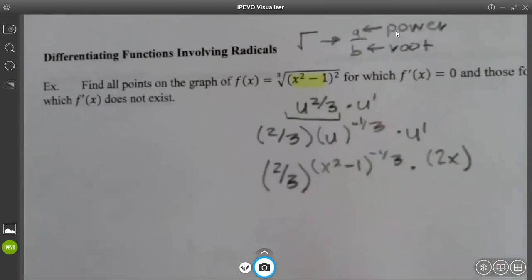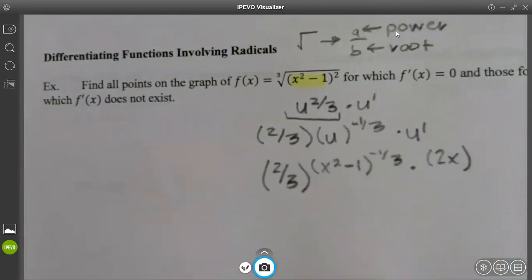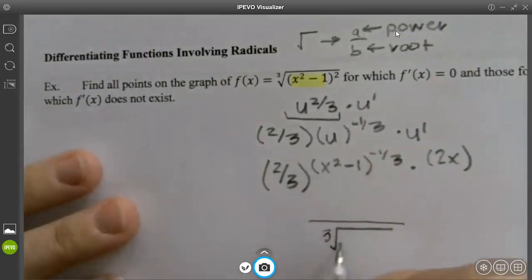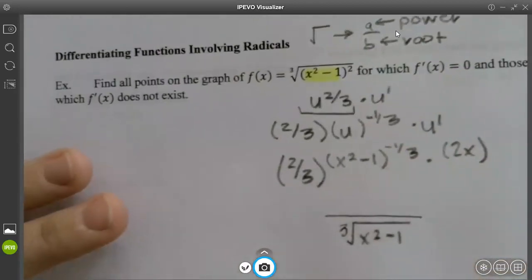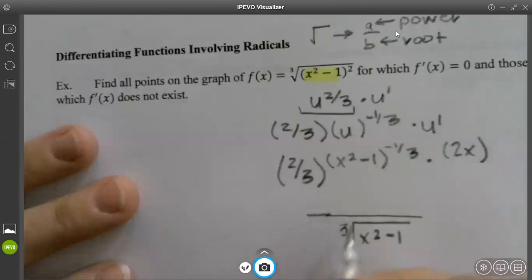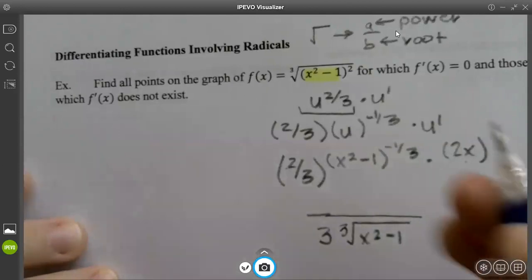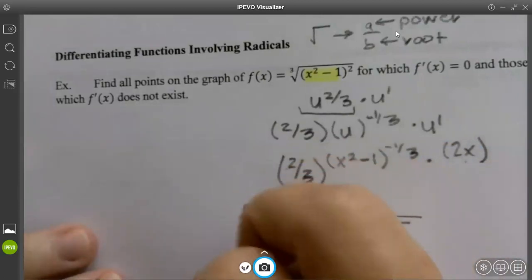All right. Clean it up. What can I do? Absolutely. And do what to it? Make it a cube root. So we'll start there. I know that that cube root goes on the bottom. What else is going to go on the bottom? The 3 is already a denominator, right? What's going to go on top? This 2 and 2x, which is 4x. So this is your derivative.